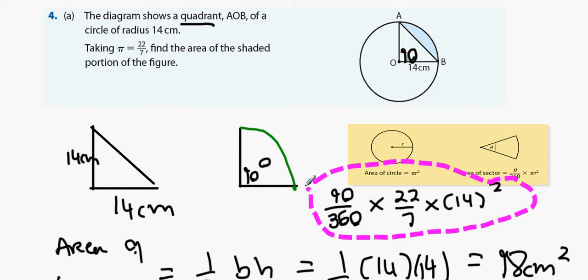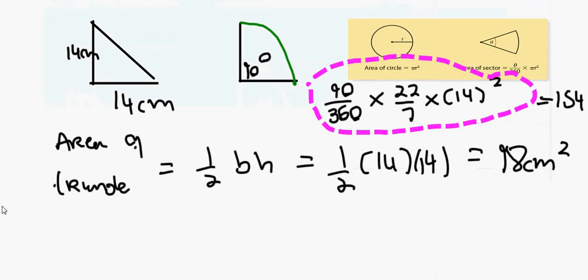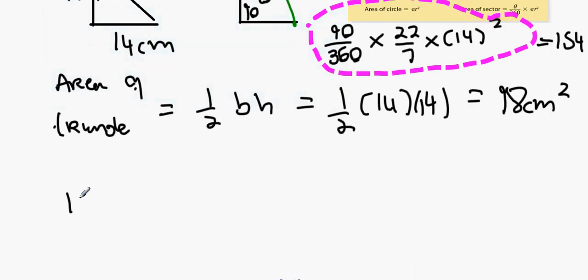Okay, it's going to be 154. So we need to take the sector minus the rectangle. So 154 minus 98, and that's going to give us 56 centimeters squared. Okay, so we just go back here, 56 centimeters squared, no bothers.